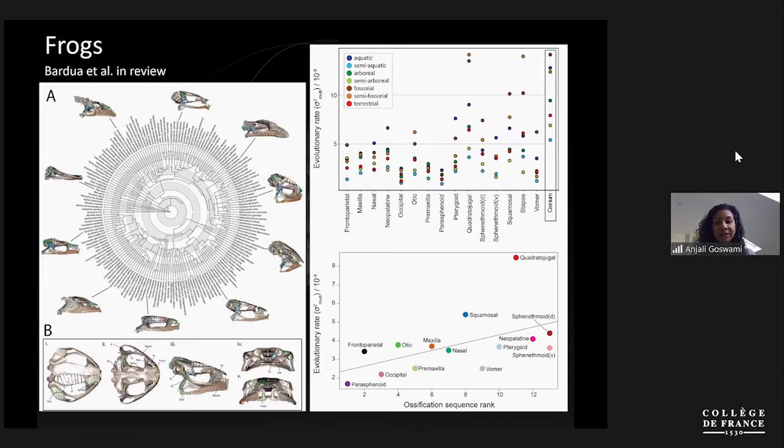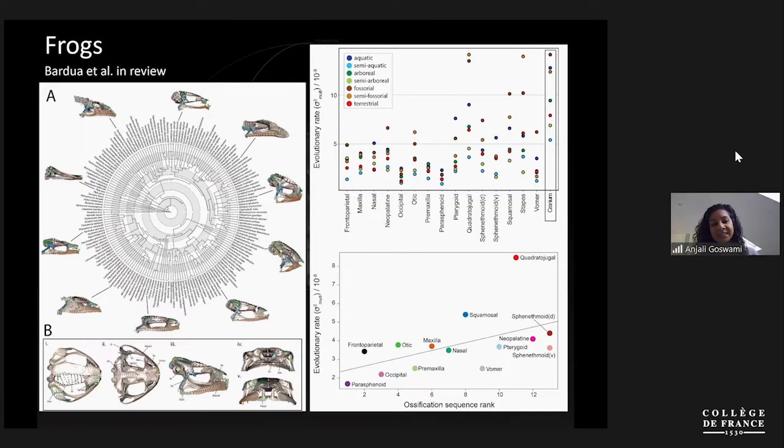And then we can look at amphibians as well, using, again, a very similar kind of skull data set, so we can compare the same sorts of patterns. And what we see, and this is an example of our data set, again, showing this really nice density of data across a diversity of forms.